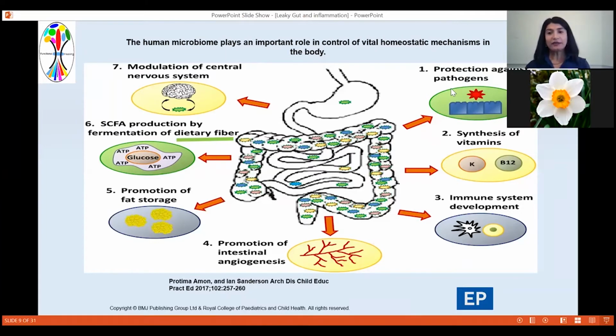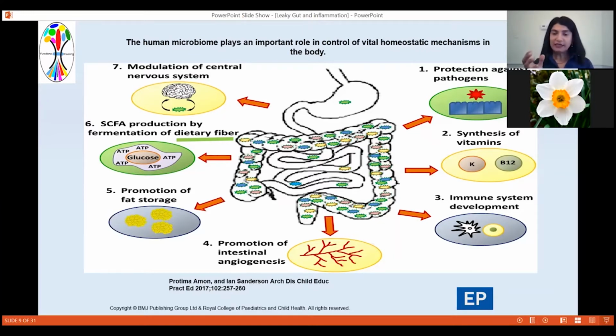The second thing which is very important to know is the bacteria actually make vitamins. So we have them making B12 for us. They make vitamin K2 for us. They actually make amino acids as well for us. Number 3, they are extremely important for the development of the immune system. And this is the part which we have to understand, because this is where autoimmunity comes into play.